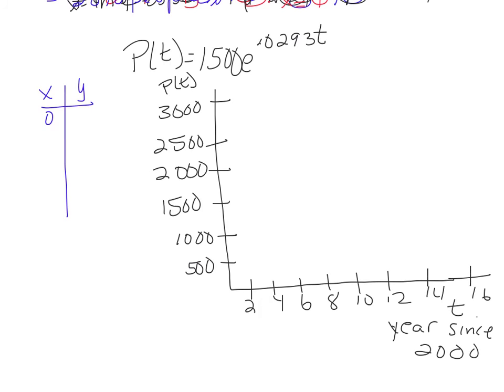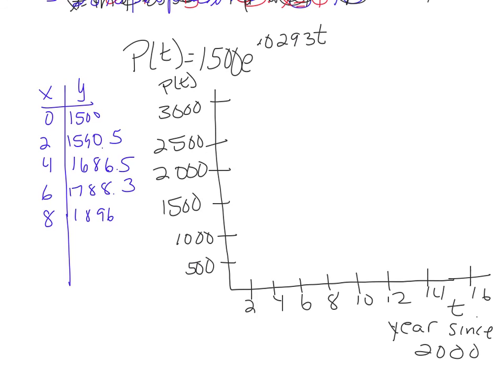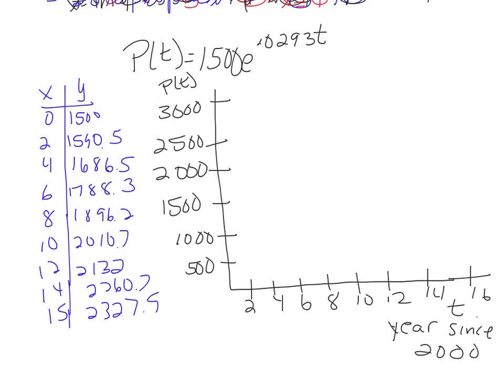All right, so we have 0 is 1,500. 2 is 1,590.5. 4 is 1,686.5. 6 is 1,788.3. 8 is 1,896.2. 10 is 2,010.7. 12 is 2,132. 14 is 2,260.7, and then I want 15, which is 2,327.9. All right, so plot the points.